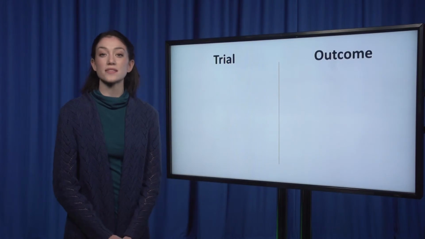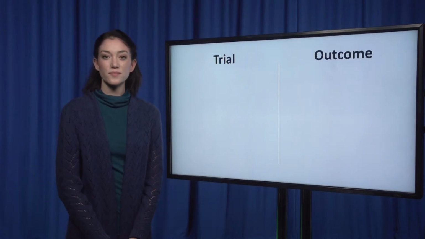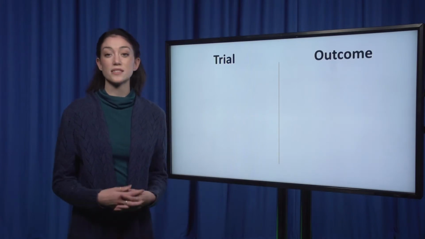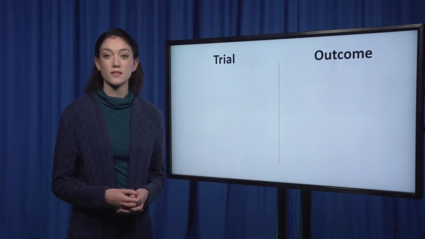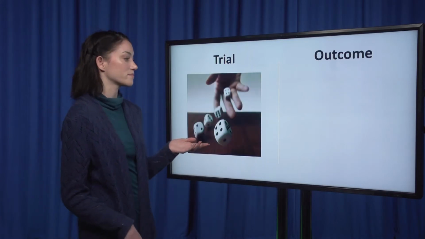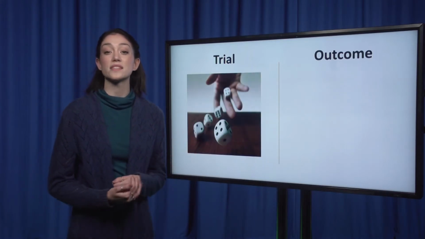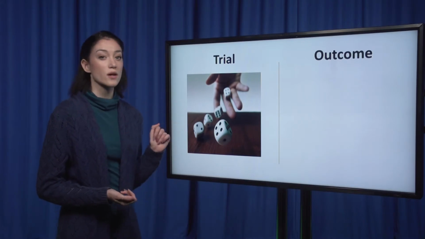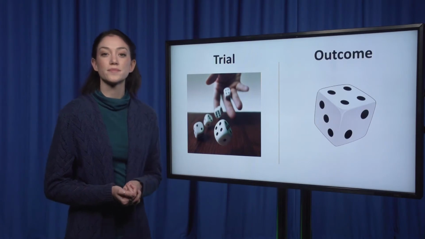Today, I will help you answer questions like this one. This is called binomial probability. First, you need to understand trials and outcomes. A trial is something you do. For example, you roll a die. An outcome is what happens on the trial. For instance, if you roll a die, the outcome could be that you rolled a 4.